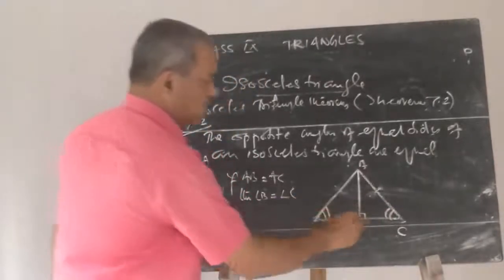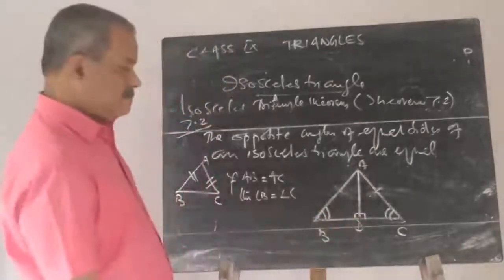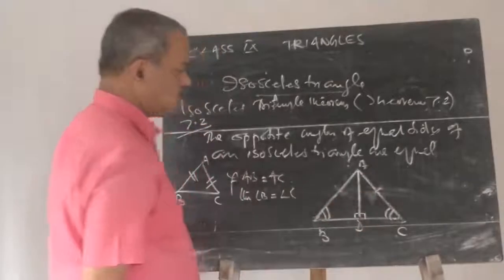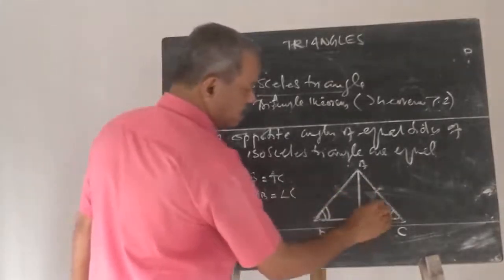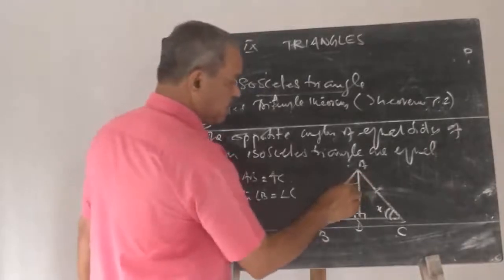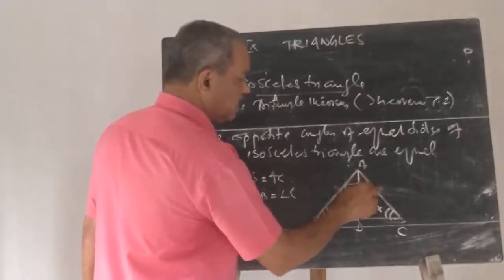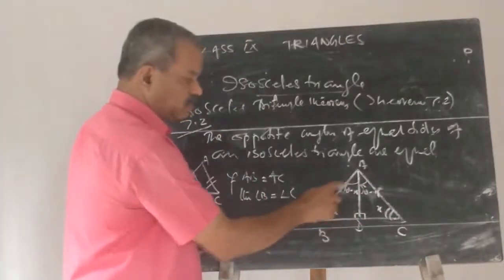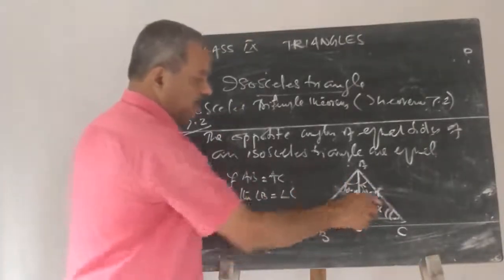Draw the altitude. AD is the altitude of the triangle. Then these two are 90 degrees. Then what about the third angle? This is x, this is also x. Then what will be this measure? 90 minus x, 90 minus x. This is a right angle, 90, so the sum of these two is 90. These two angles are given.